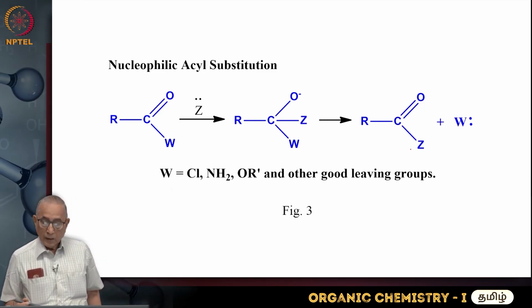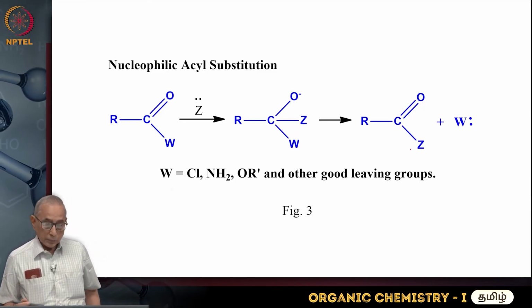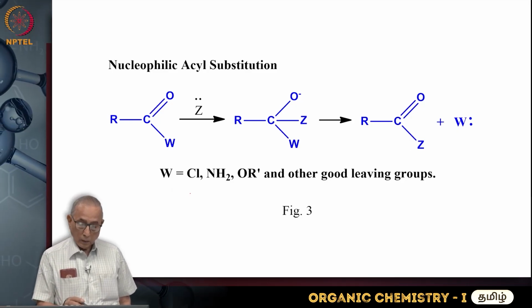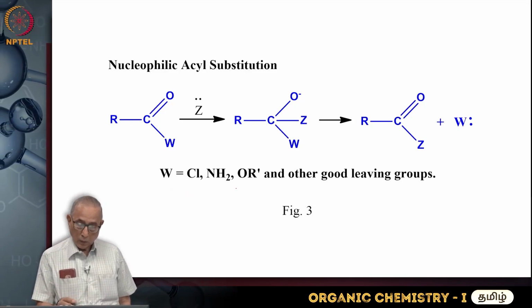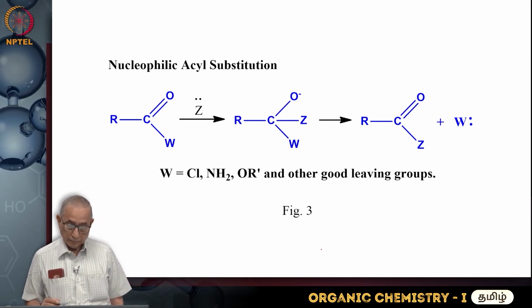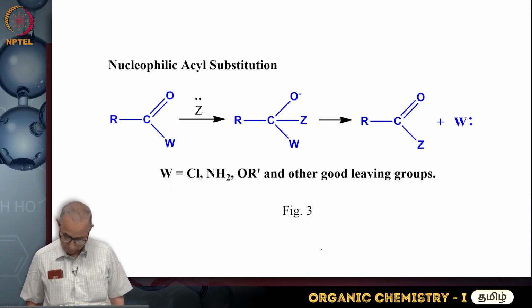This is the nucleophilic acyl substitution. It's very important. Where W can be chlorine, NH2, OR prime, and other good leaving groups. So you get this substitution.